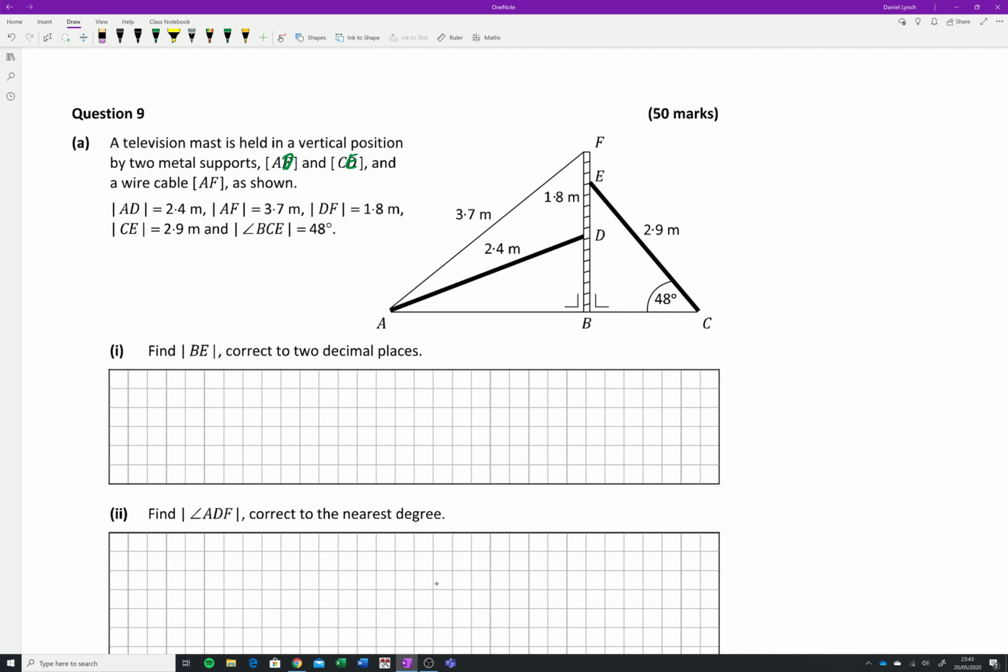AF is 3.7 meters, DF, that's important, D to F, that's just from there to there, is 1.8, okay. CE is 2.9 and BCE is that. Okay, first things first, find BE.